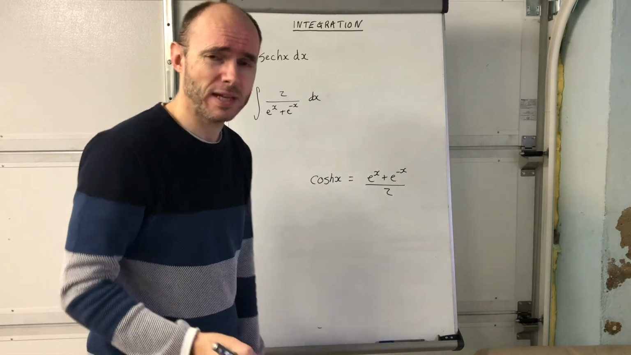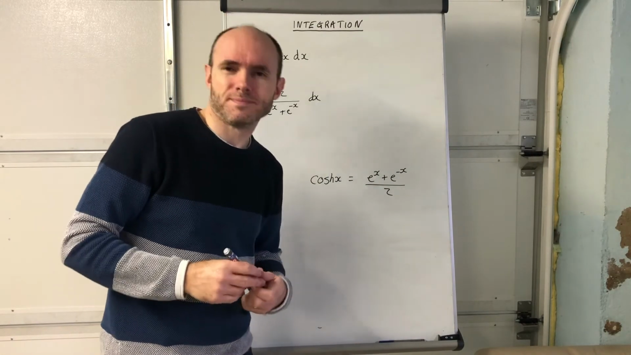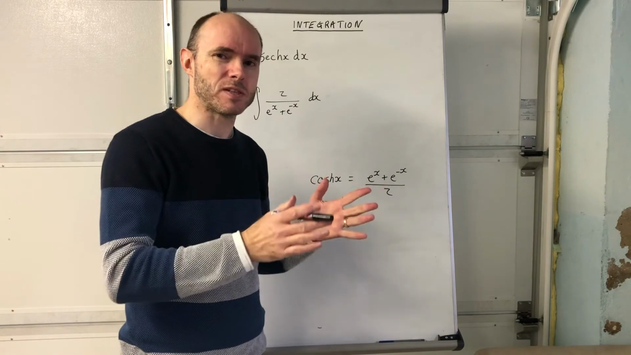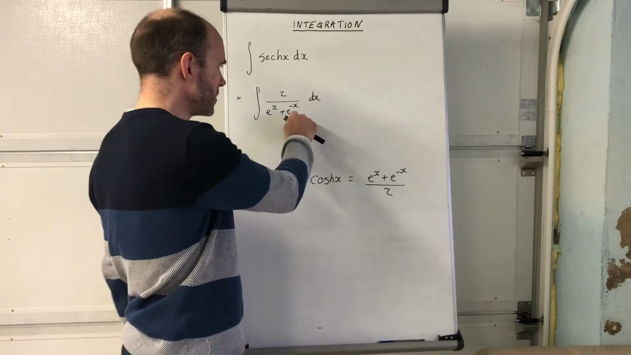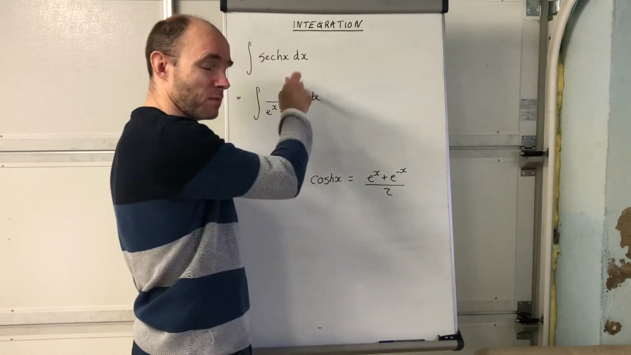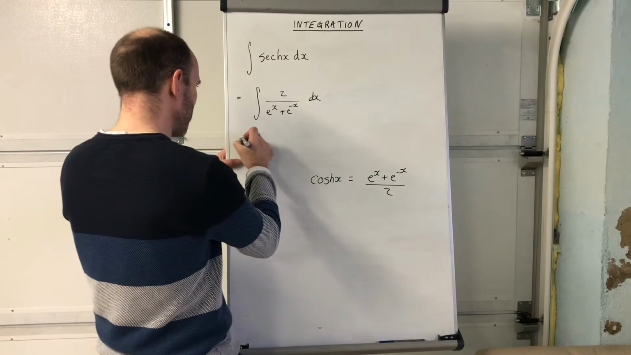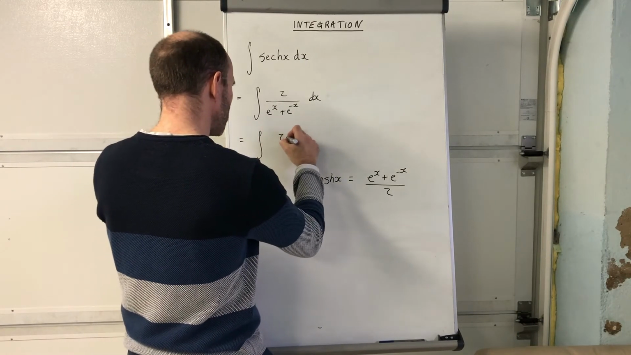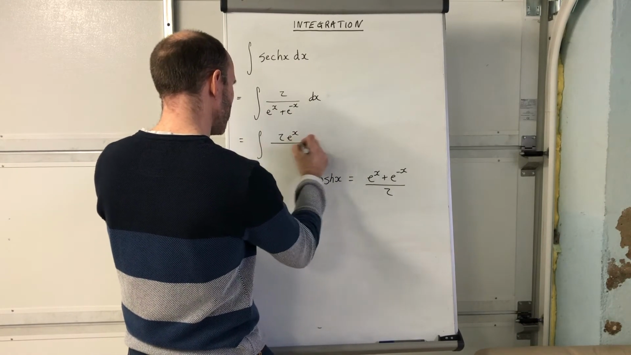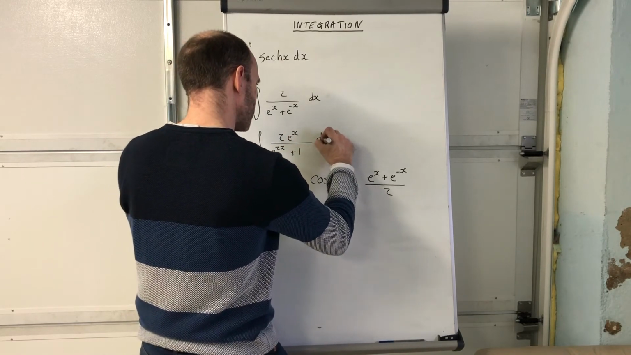Now, even then, you might think, well, what's the next step? Well, what we could do is just make it a little bit simpler. Notice you've got e to the power of negative x there. A common technique is to multiply top and bottom by e to the x, so all the powers are positive. So we'll have the integral of 2 e to the x over, and then the bottom will be e to the 2x plus 1 dx.